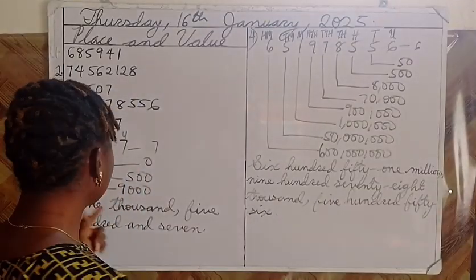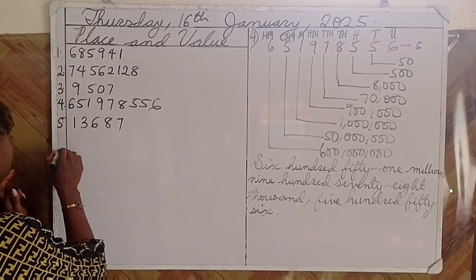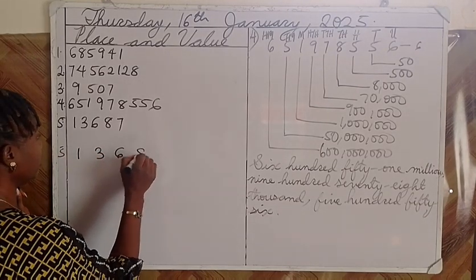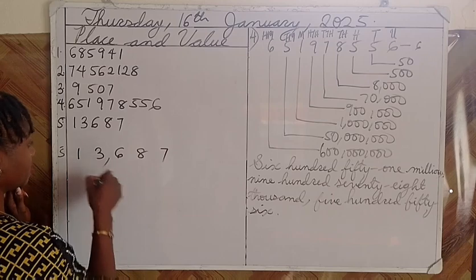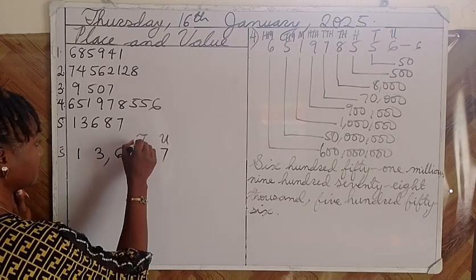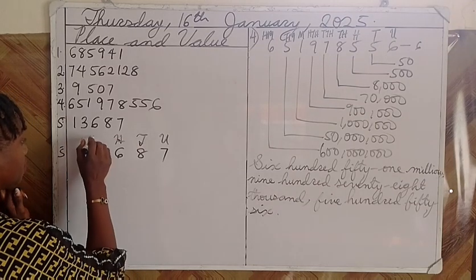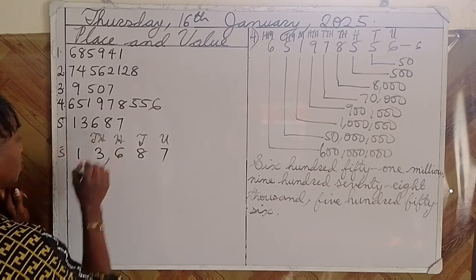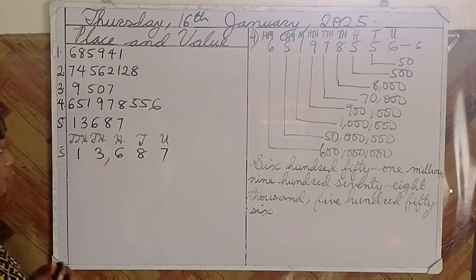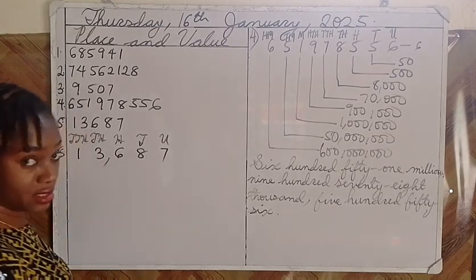So I'm moving over to the last question, which is question 5. Question 5 says 1, 3, 6, 8, 7. Right? The place of 7 is units. The place of 8 is tens. The place of 6 is 100. The place of 3 is 1000. And the place of 1 is 10,000. Good.